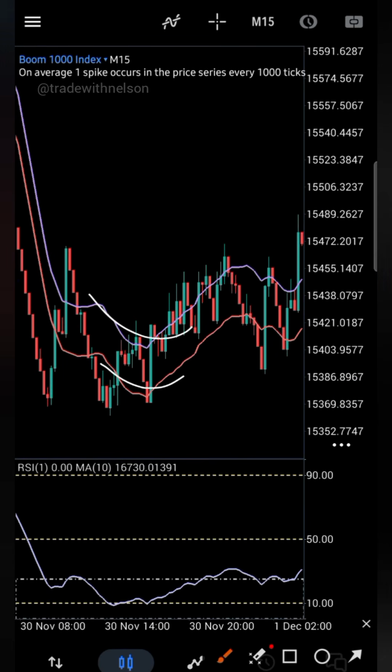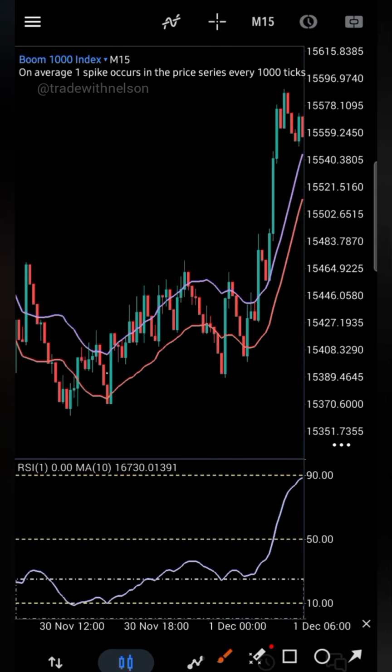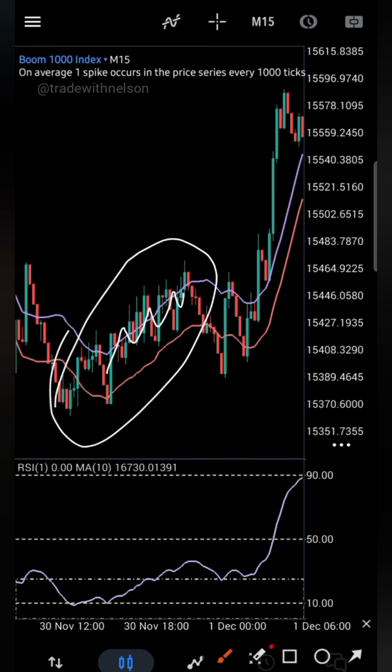You want to wait for the break of this high. So you can have the break of this high at this point. Immediately you have that, you can see how choppy the market is. So in this run up move, you want to look for a fair value gap.